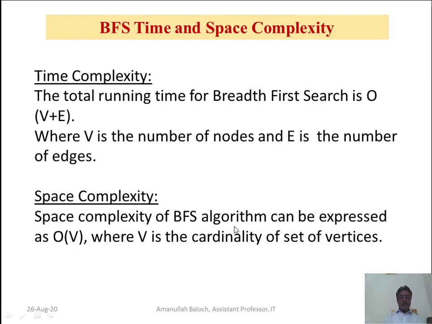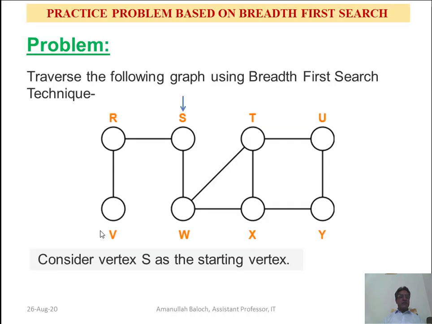Space complexity. The space complexity of breadth first search algorithm can be expressed as O of V. How many nodes are there? V is the cardinality of the set of vertices, that is the number of vertices in the graph. If there are 20 nodes, then its space value will be 20 memory locations, and if there are 50, then its value will be 50. Space complexity depends on the number of vertices.